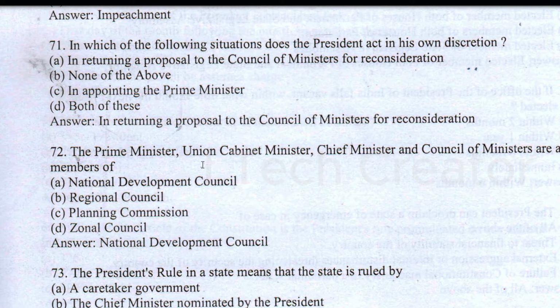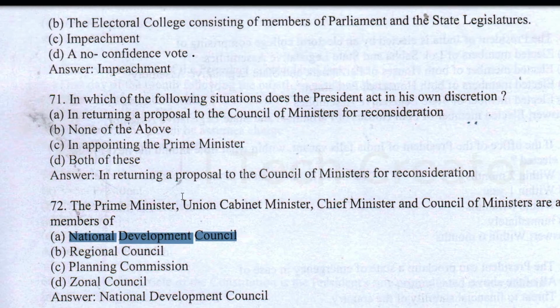72. The Prime Minister, Union Cabinet Ministers, Chief Ministers and Council of Ministers are all members of the National Development Council. Yes, National Development Council.